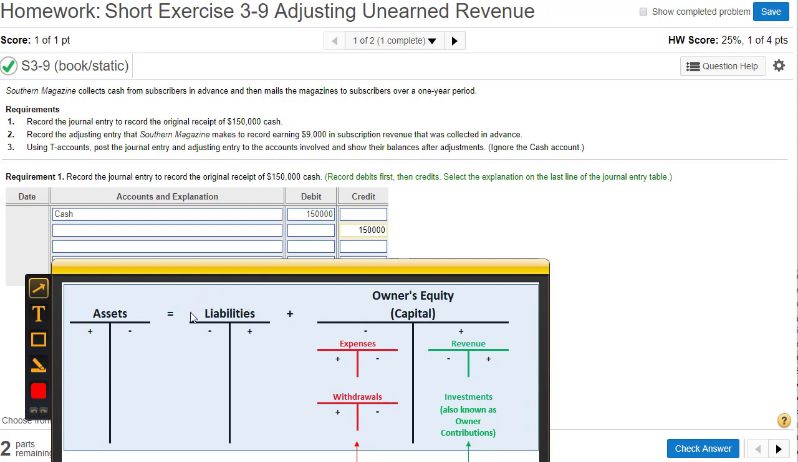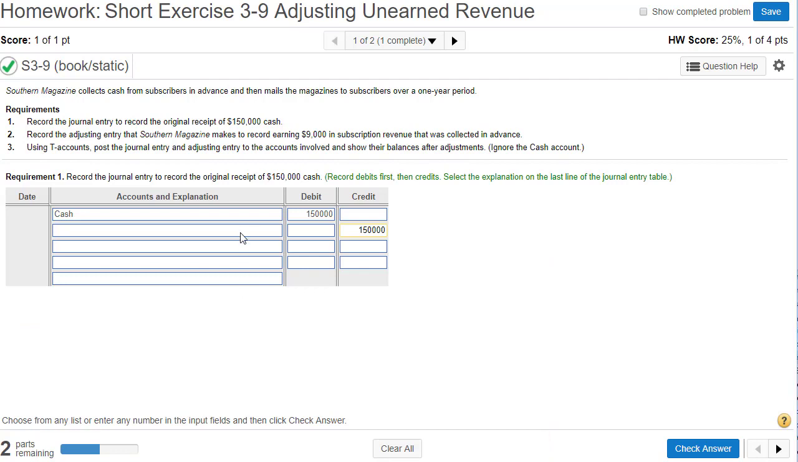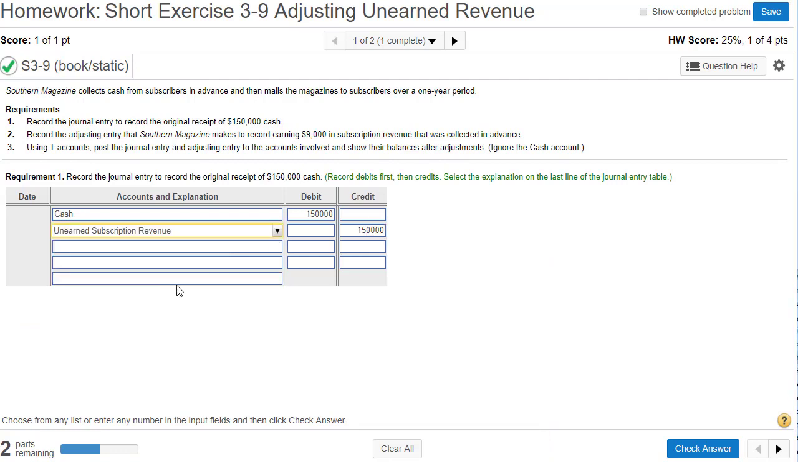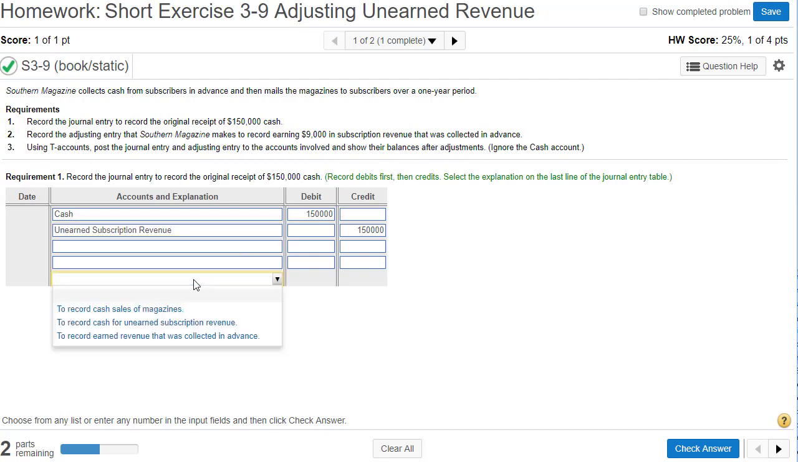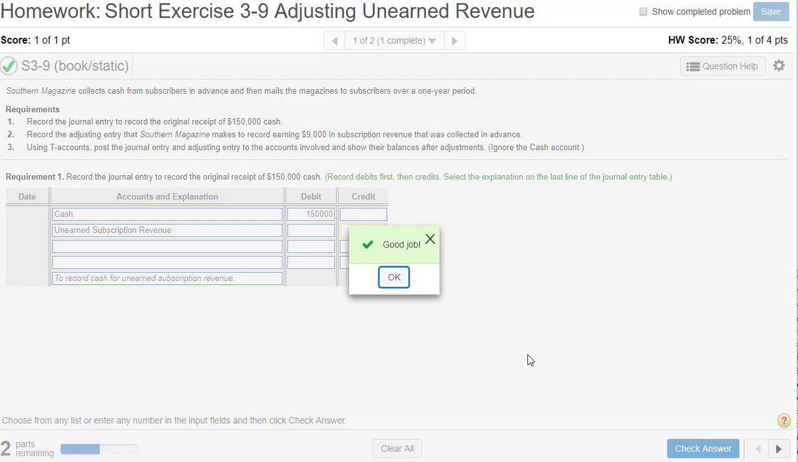Here's the liabilities. So when we receive the $150,000 cash, we have more liabilities. So that is why we're going to be crediting this unearned revenue account. In this case, unearned subscription revenue. And then our comment: to record cash for unearned subscription revenue. So on this day, whatever the date is, the company owes $150,000 of magazines to customers.